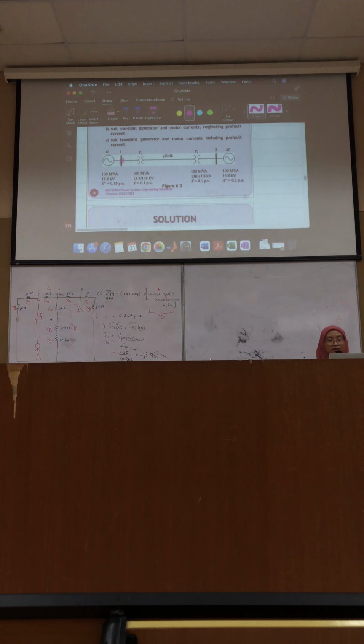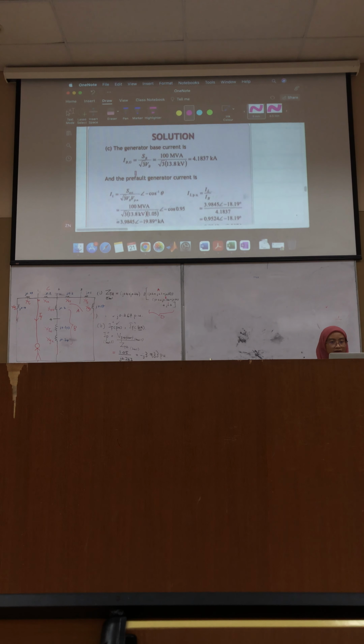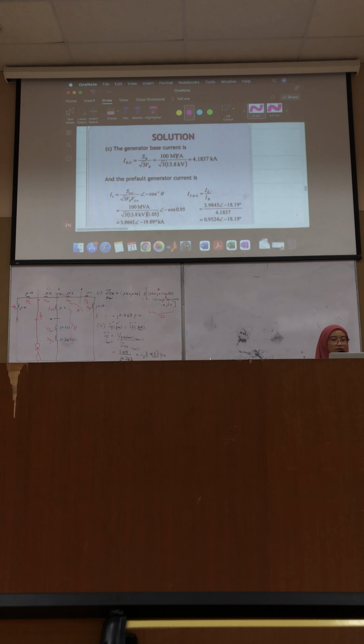Now, fault di sini. Okay, fault nak berlaku di sini. So then you need to find what is the pre-fault current here lah. Okay, current at bus 1. So, now go to this one. Okay, so the generator ni saya tahu. I think you know this already. So what is the generator base current? The I base will be that one lah. S base divided by root 3 divided by V base.